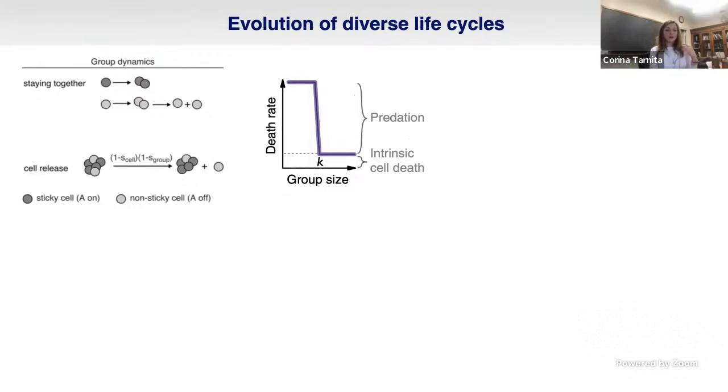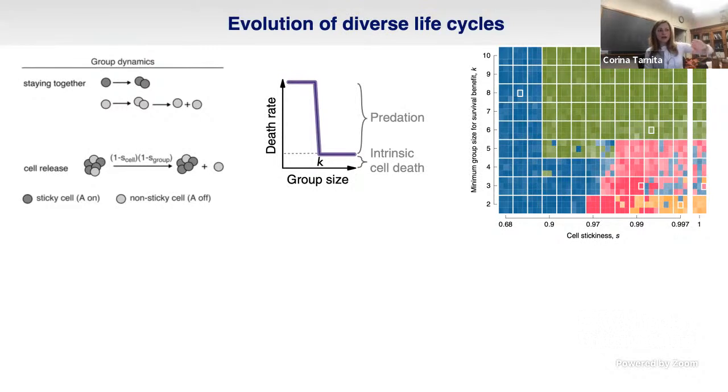And what we found with this very simple model, we had basically two parameters that we varied. One was the maximum group size, this K, the minimum group size at which you get the predation benefits, and the lack of predation benefits. And the other was the stickiness parameter, just how sticky you become, because how sticky you become influences how big these groups will grow and how long-lived they are.